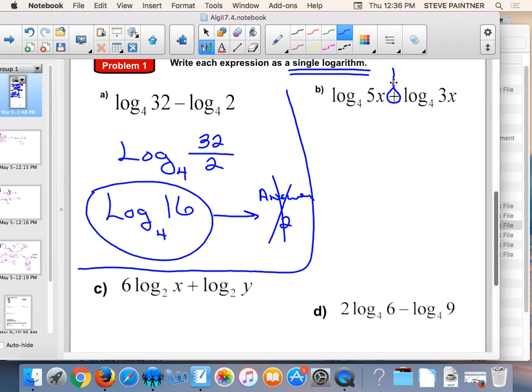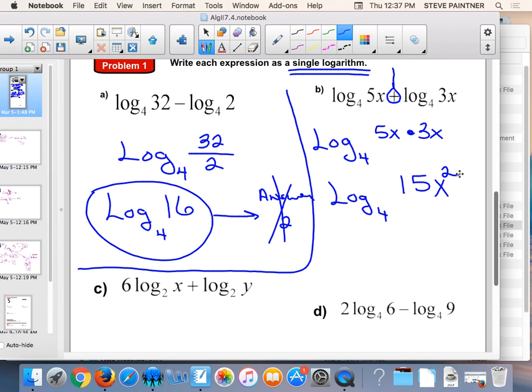Two logs with a plus sign in between turns into 1 log what? Look, I got a plus here. Yeah, multiplication. Log base 4 of what times what? Log of what? Say it again. 15x squared. There you go. That's all you have to do. Take 2 logs, bring it down to 1. Just keep bringing it down to 1 log, and you're done.